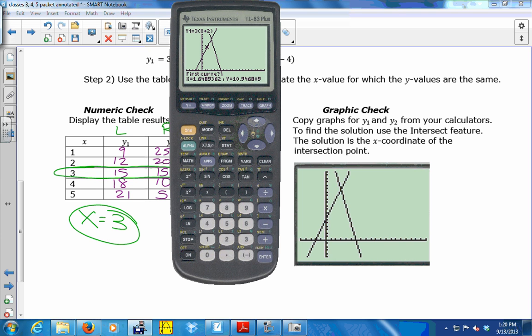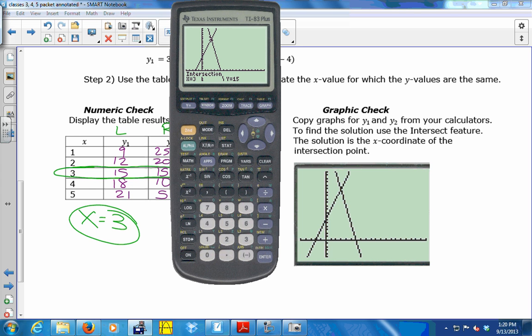So your cursor should be on one of your graphs, and it's asking you, is this the first curve? Is this one of the curves that we're looking for the intersection of? And you say yes by pressing enter. And then the cursor jumps to your other curve, and it says, is this the second curve? And you say yes. And then it asks you to guess, and all you have to do is put the cursor anywhere near the intersection point, and it will find it.